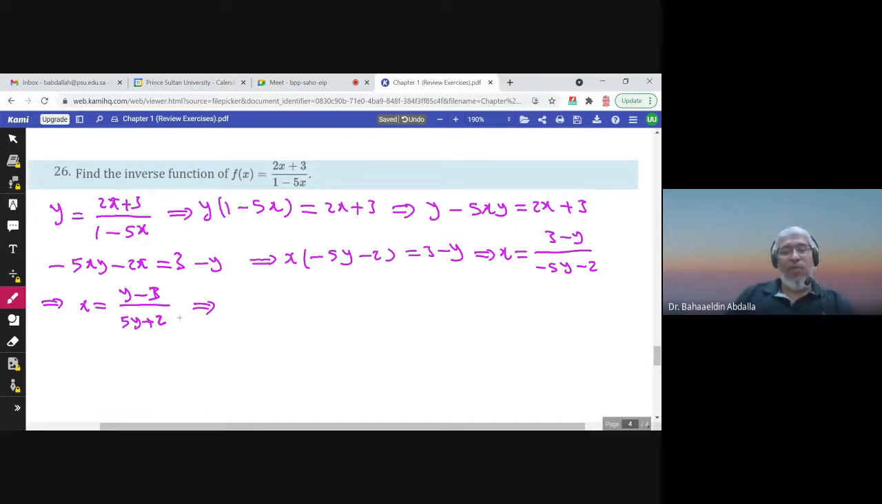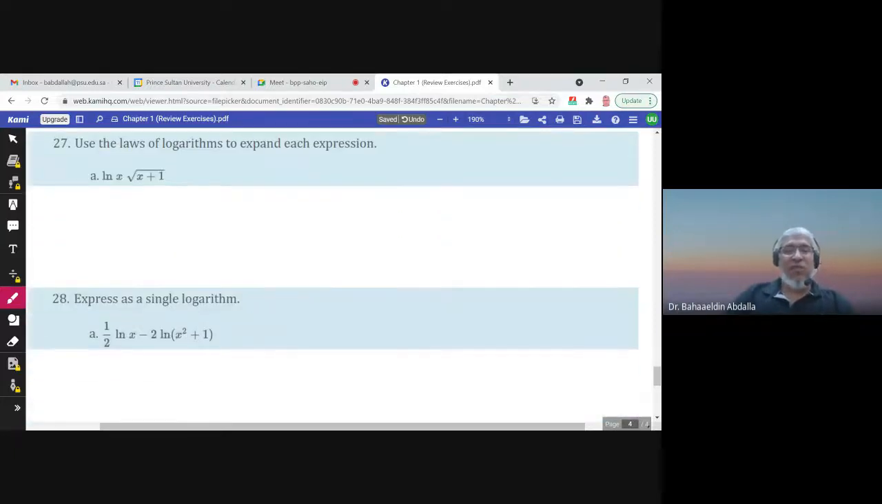And now we interchange x and y, and finally we write f inverse of x instead of y. So this would be the inverse function. And you can find their composition, and it should be x, and you can check easily, a quick check. If you replace x, for example, by 1, find the result and put the result here. So this is the inverse function.